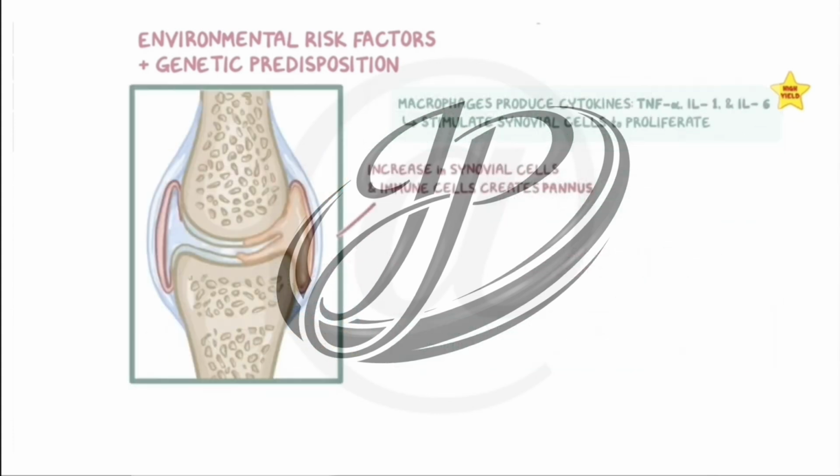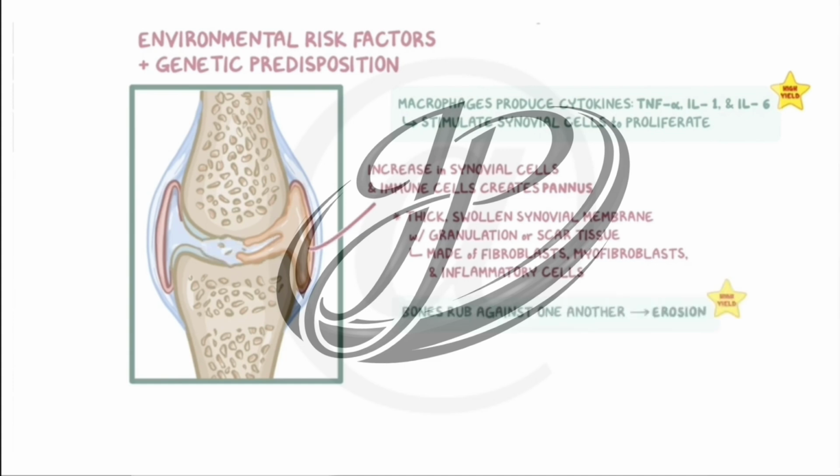Now, all of this will result in the formation of something called a pannus, right? What is a pannus? Pannus is basically a thick swollen synovial membrane which has granulation and scar tissue, which is made up of basically fibroblasts, myofibroblasts and some inflammatory cells, right? Now if you look carefully, the bones are starting to rub against each other, because of which erosion will happen, right?